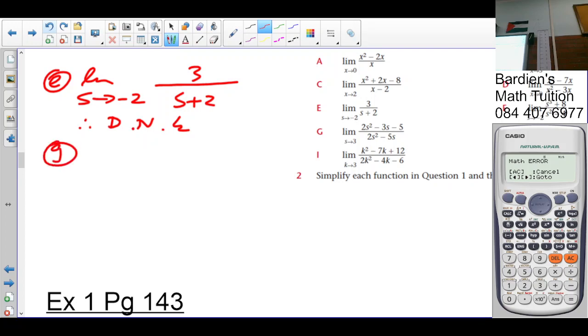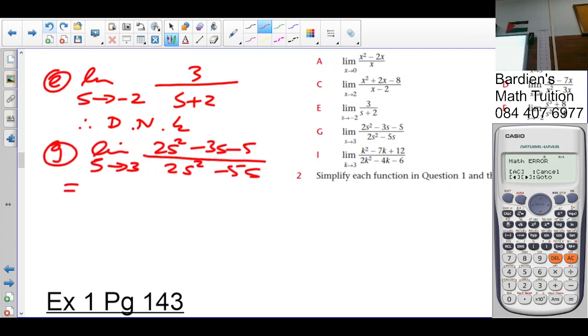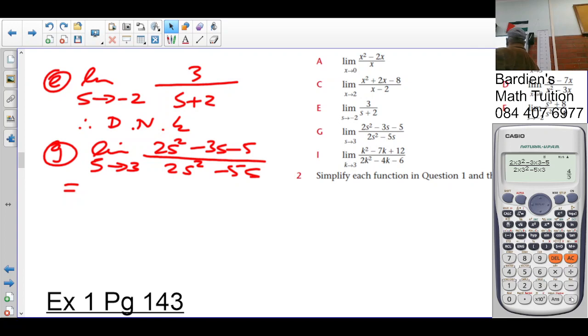F, G. So you got the limit as s approaches 3 of 2s squared minus 3s minus 5 over 2s squared minus 5s. So again, can we substitute it into here? Can we substitute it into the denominator without giving us an answer of 0? Let's check. It's going to be 2 times 3 squared minus 3 times 3 minus 5, and this is all over 2 times 3 squared minus 5 times 3, which is 4 over 3.